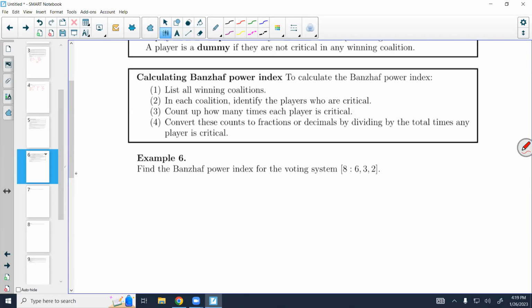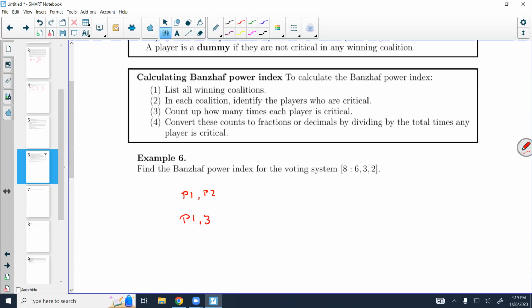So, calculating the Banzhaf Power Index. First thing is to list all winning coalitions. Here there's only 2, right? Player 1 and player 2, and player 1 and player 3.